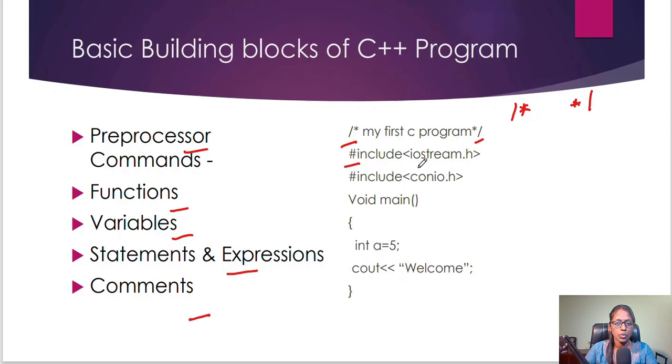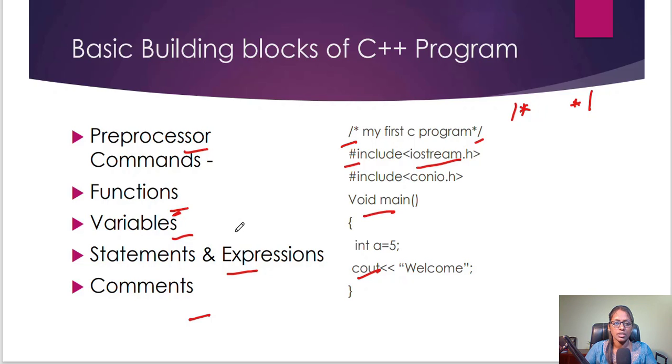Here I included iostream.h, that is, I included the input output stream header file, whereas in C we used stdio.h. In C++ I am using iostream.h, which means input output stream header file. This iostream.h consists of the cout and cin functions. Where you use printf and scanf in C, here you are going to use cout and cin. That's it. And then the main function starts.